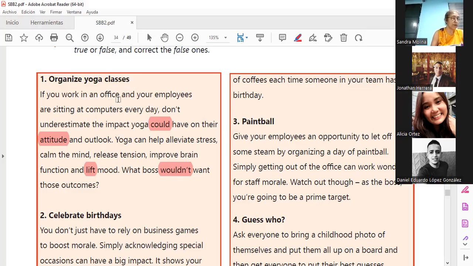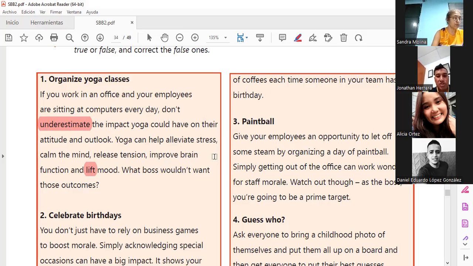Organize yoga classes. If you work in an office and your employees are sitting at computers every day, don't underestimate the impact yoga could have on their attitude and outlook. Yoga can help alleviate the stress, calm the mind, release tension, improve brain function, and lift mood. What boss wouldn't want those outcomes?